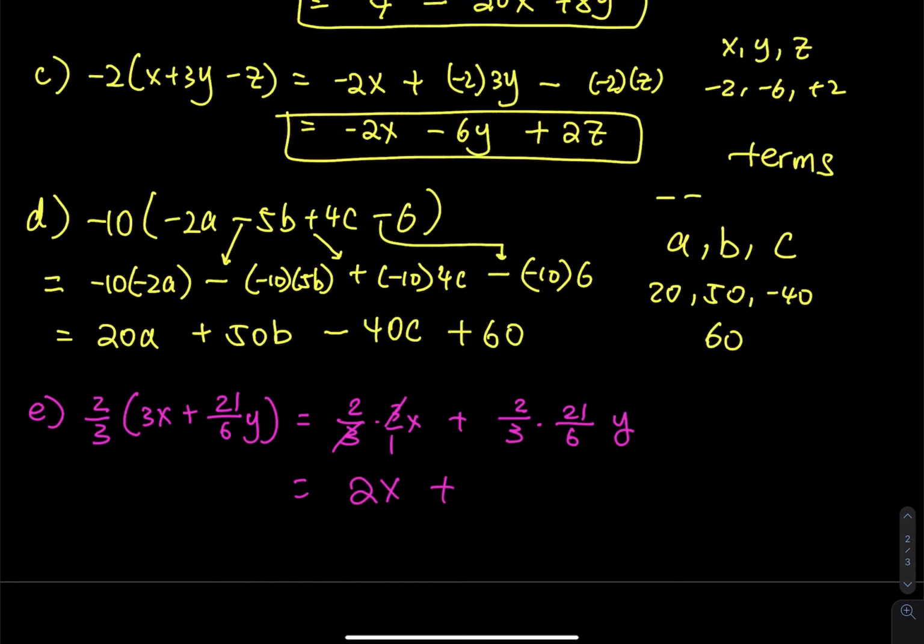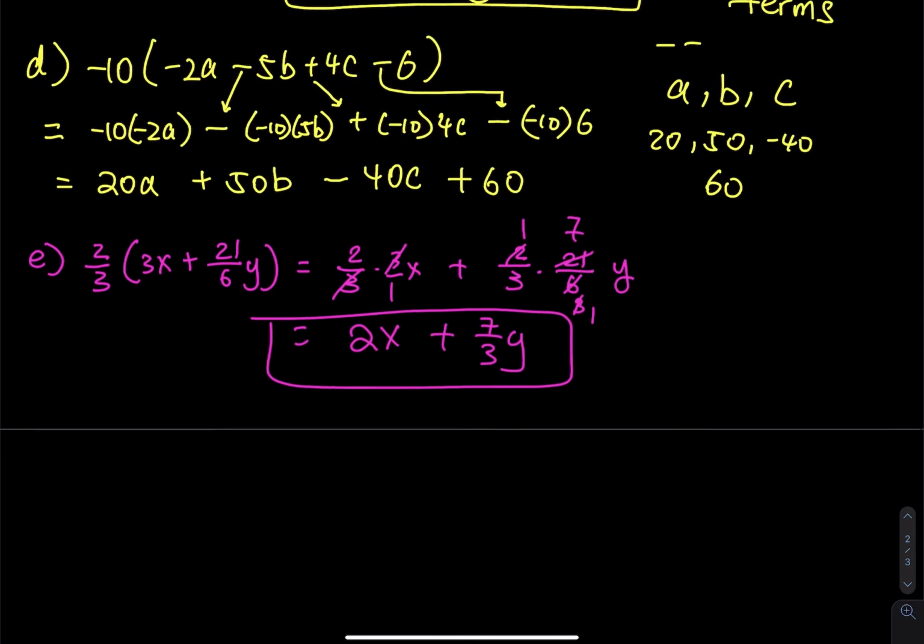And then how do you simplify that? 2 divided by 2 is 1. 6 divided by 2 is 3. And then 3 divided by 3 is 1. 21 divided by 3 is 7. Then you have a 7 over 3y.